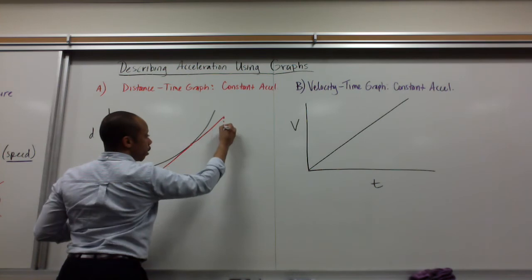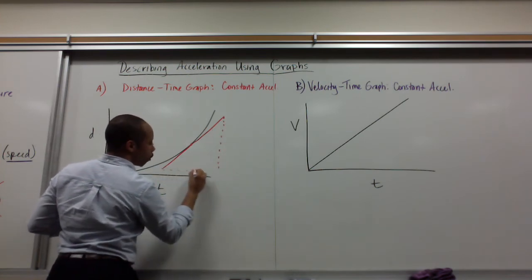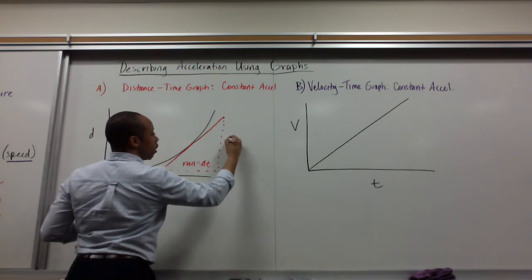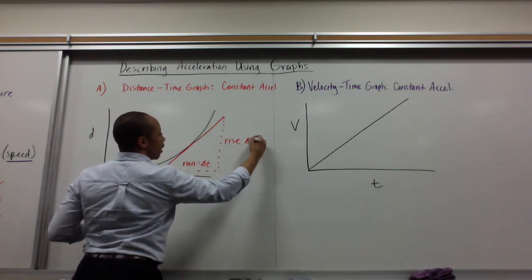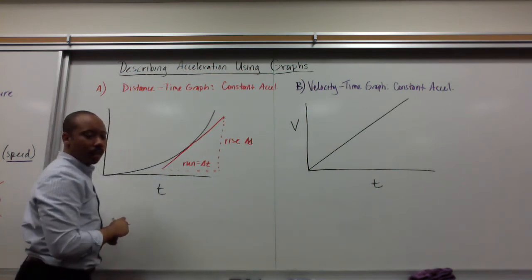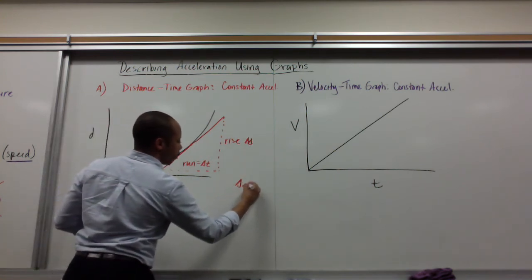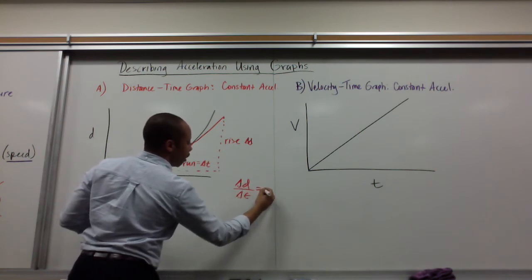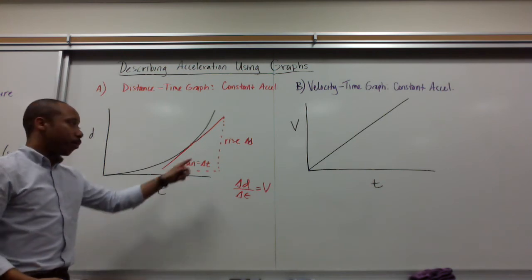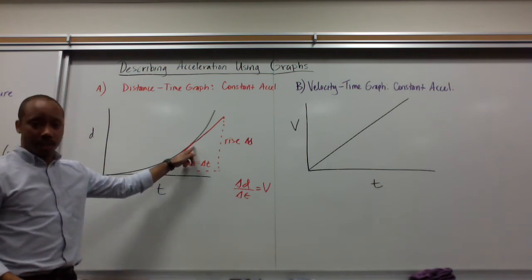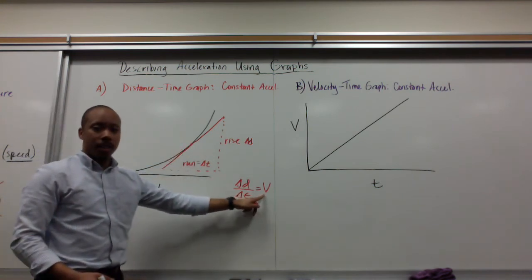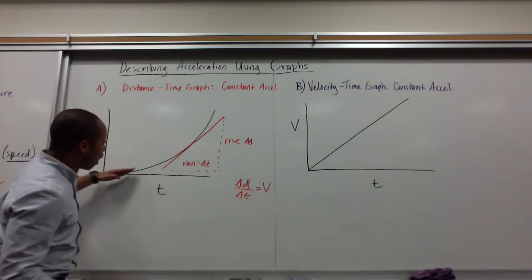So here I would take my rise over run. We know my run is equal to delta t. My rise is equal to delta d. Excuse me, that's delta d. And we know delta d over delta t equals my change in velocity, or my velocity at that point in time. This is my instantaneous speed. At this given time, at this given position, that will be my speed. And this represents a constant acceleration.